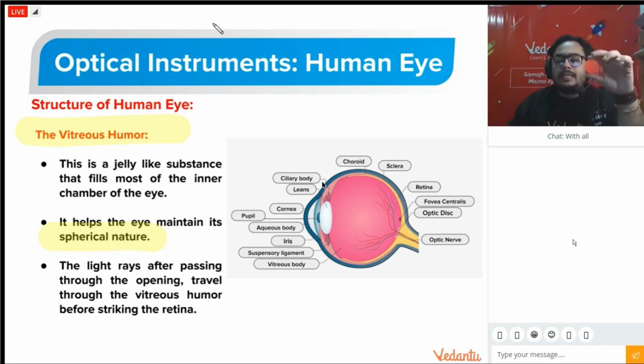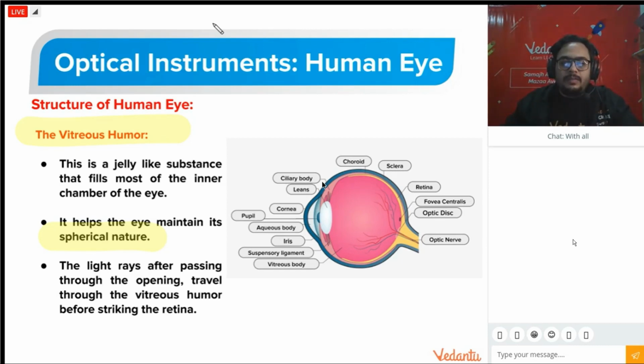So our eye is completely filled with a jelly-like substance so that it can remain in spherical shape. Otherwise, if you press it, your eye can get squished without this. Okay. So this is one of the reasons.